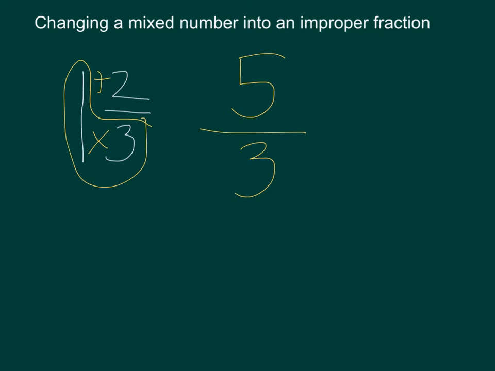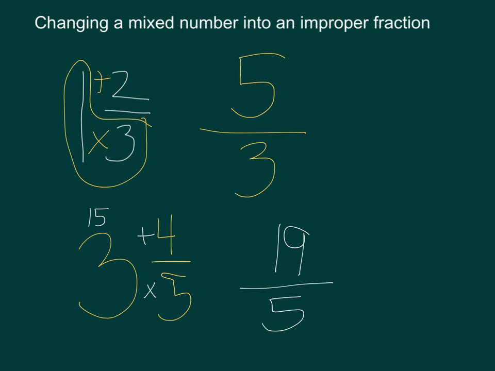Let me show you that again with maybe a harder one. How about 3 and 4/5? I'm going to put my little symbols in, multiply and add. 5 times 3 is 15. I even can write a little number here. 15 plus 4 is 19.